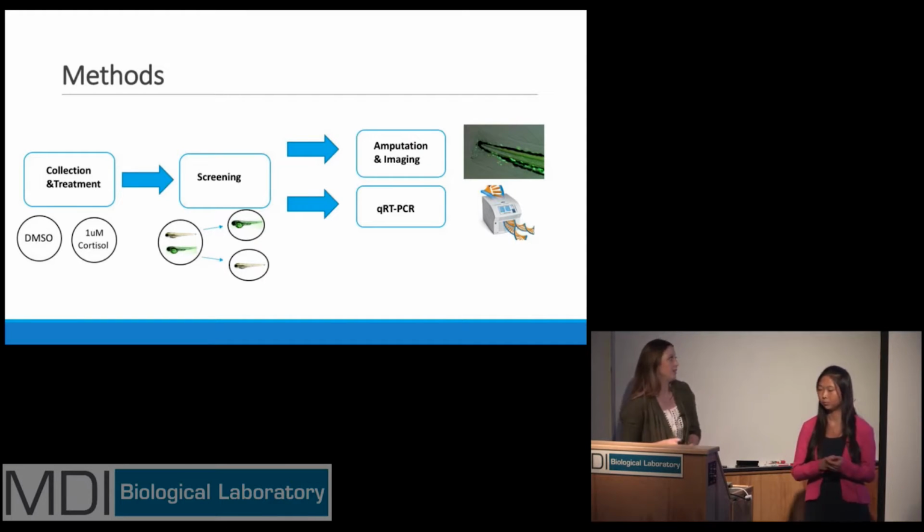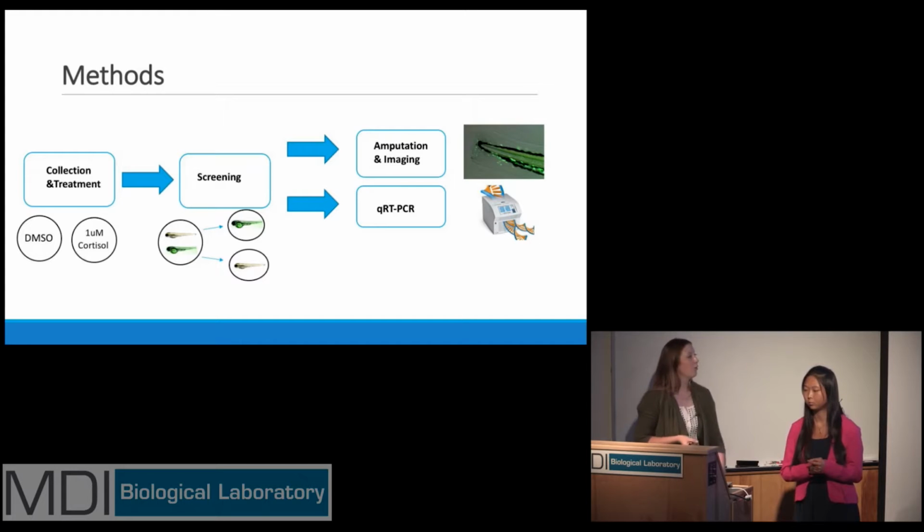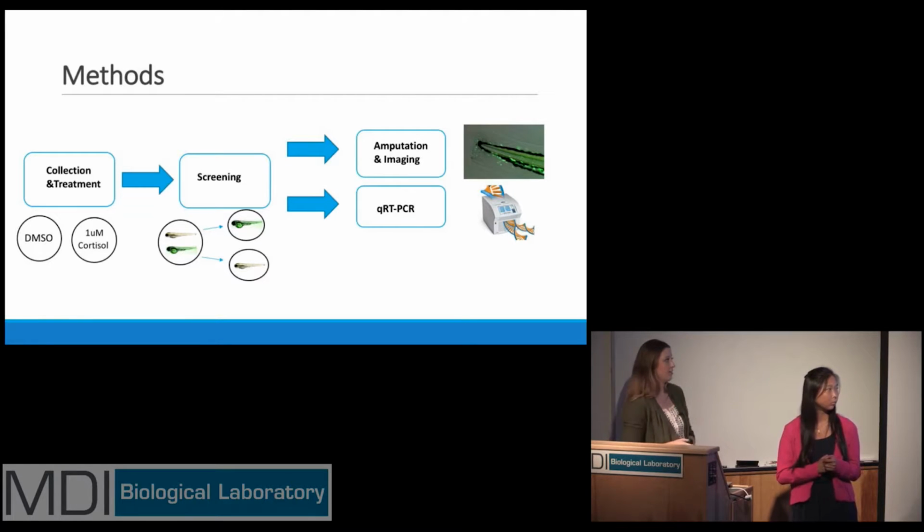After we bred these two transgenic lines, we collected their embryos and placed them into treatment immediately after fertilization. Our control group was treated with DMSO vehicle, while our treatment group was treated with 1 micromolar concentration of cortisol in order to elucidate the effects of chronic stress. Both these groups were kept in their treatments until 3 days post-fertilization.